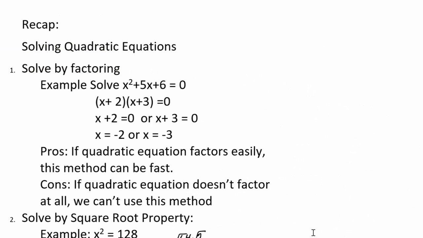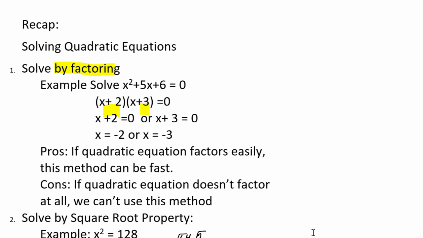The first way that we've seen for solving quadratic equations is solve by factoring. And here's an example. Solve x squared plus 5x plus 6 equals 0. We put our quadratic equation in standard form, and then we factor completely. Then we set each of the factors to 0 and solve for x.